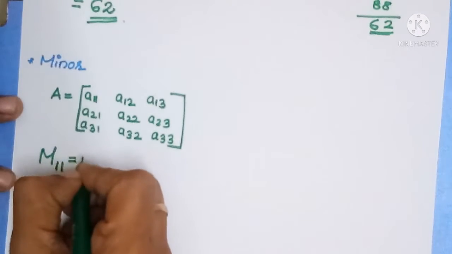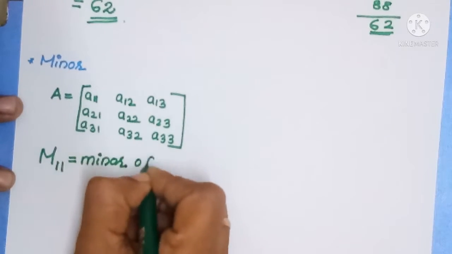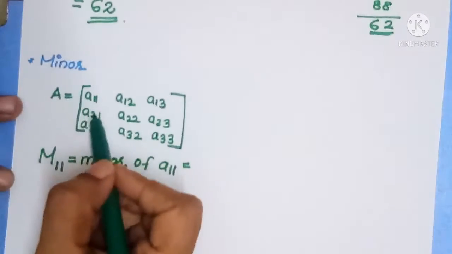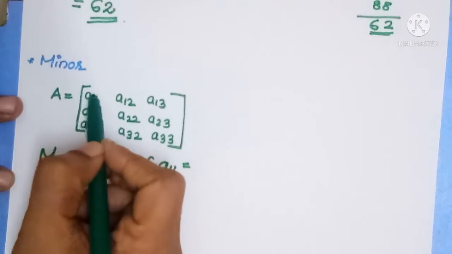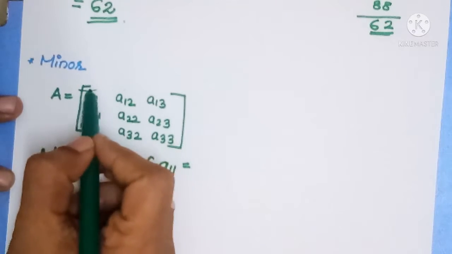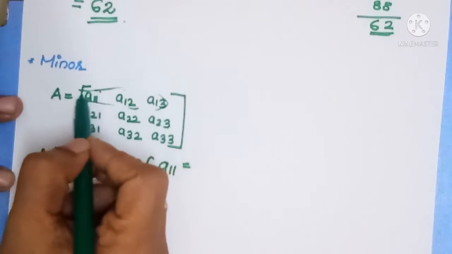It indicates the minor of A11. To find the minor of A11, delete the row including this element, that means deleting the first row and first column.